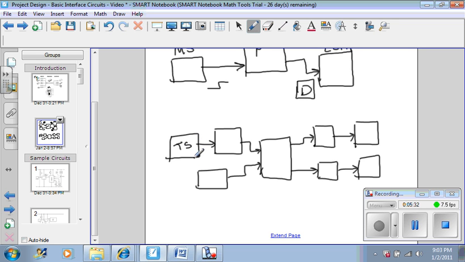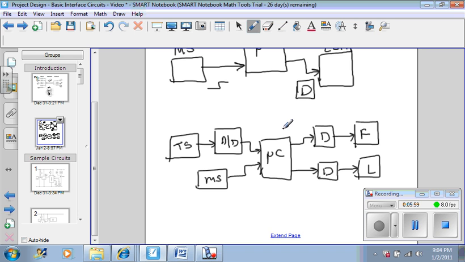Here's the temperature sensor, motion sensor. Here is the analog to digital converter. Here's the microcontroller or PLC. Here is some type of driver. And lastly, you have your fan and you have your lamp. So this is the complete block diagram that I expect all students to have at this point.